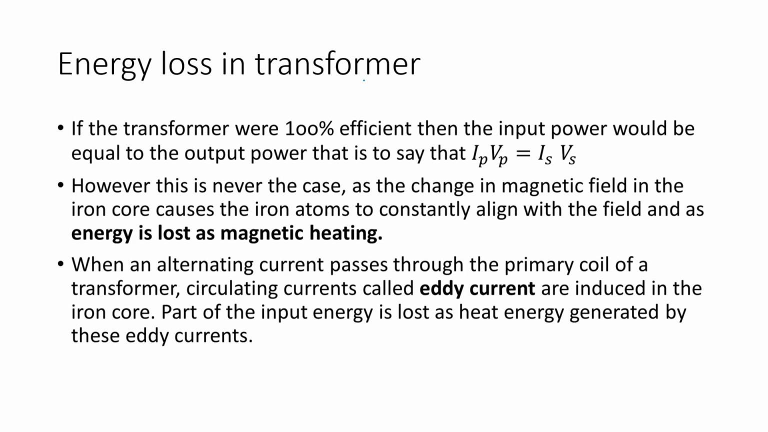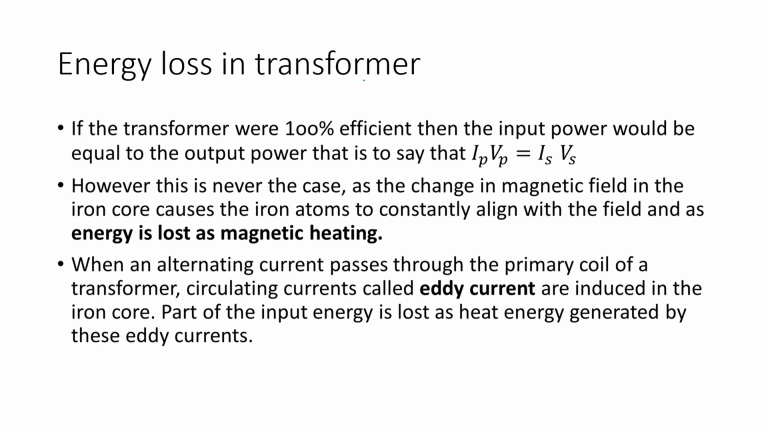Now, it says that when it comes down to transformers, there is some amount of energy loss, and we must know how those energies can be lost. It says that if the transformer were 100% ideal, then the input power would be equal to the output power. As we said, that's when you have an ideal, or 100% efficient, transformer.